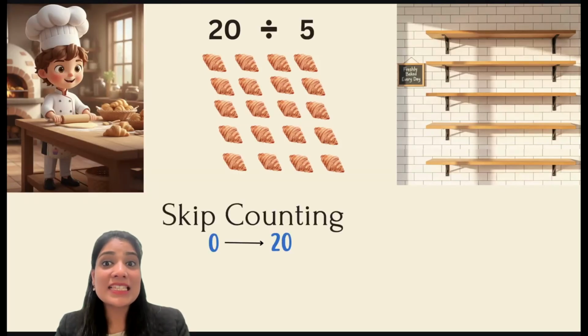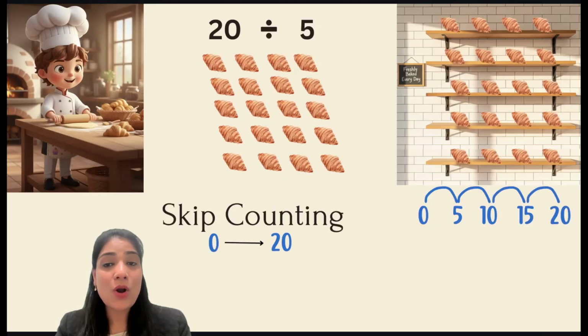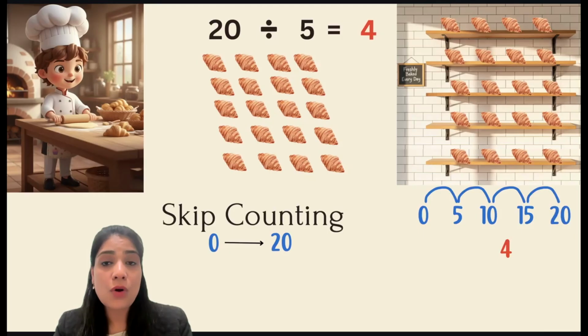She's going to use skip counting, where she'll start from 0 and go all the way till 20. Let's start. There was 0 croissant initially. She placed 5 croissants. Then she placed another 5. 10. She placed next 5. 15. Next 5. 20. All croissants are placed. And how many hops did she do? 4. So 20 divided by 5 will be 4.